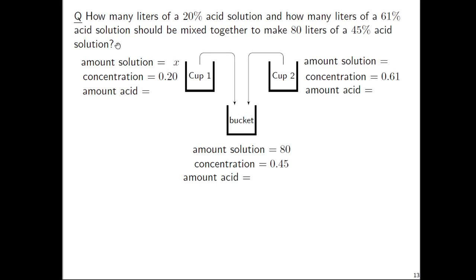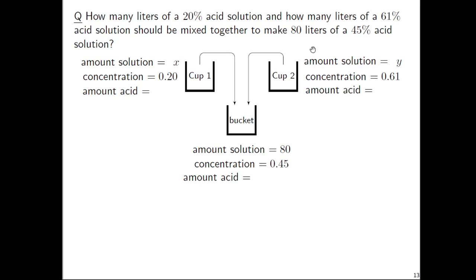Instead, let's create a variable x to represent the amount of solution in cup 1, and then recall that the amount of solution in cup 1 added to the amount of solution in cup 2 should be the amount in the bucket. So x plus something ought to equal 80. Well, we could fill that with a y, and then later say x plus y equals 80, or some would prefer to not create a variable called y and just replace the y with 80 minus x instead. So your call which way you'll do it. We're going to go with the y in place right now.